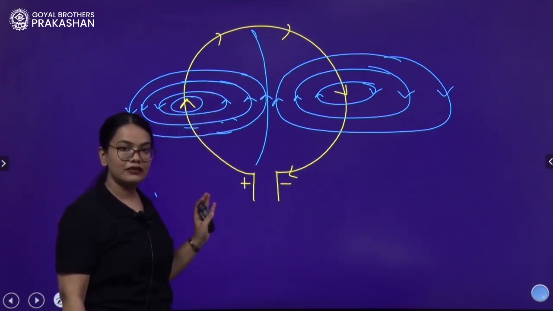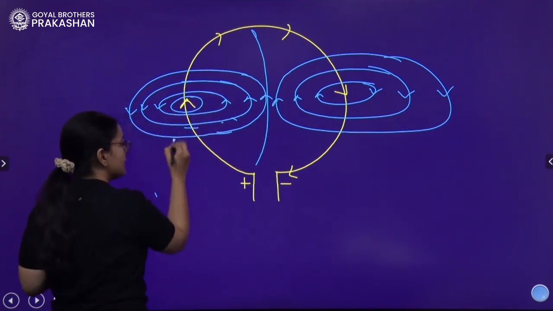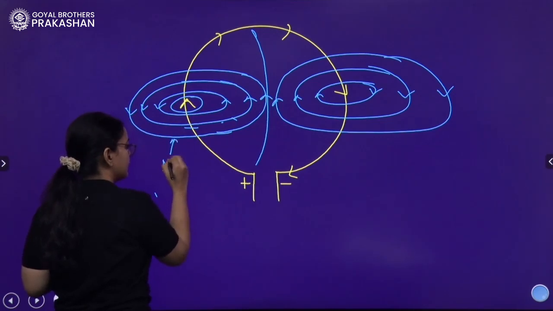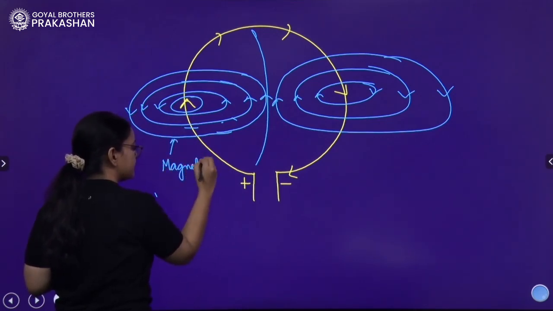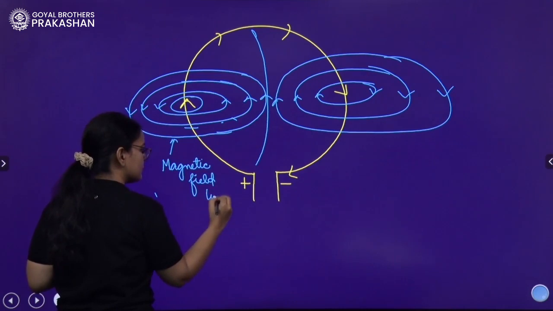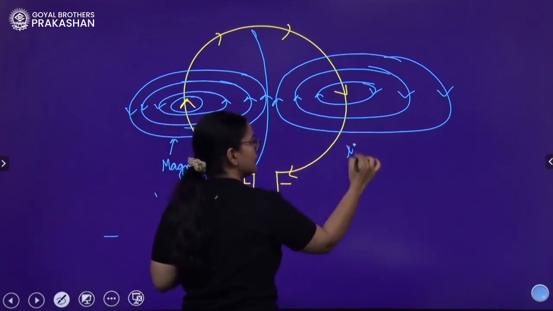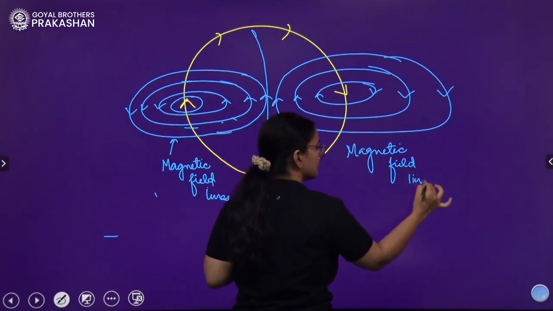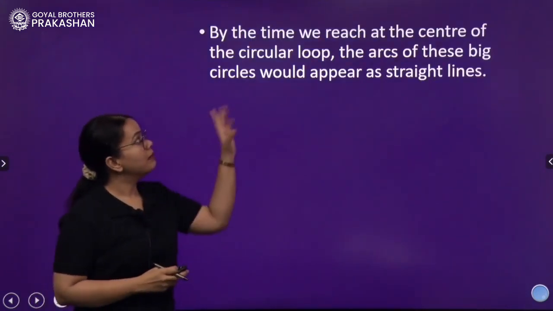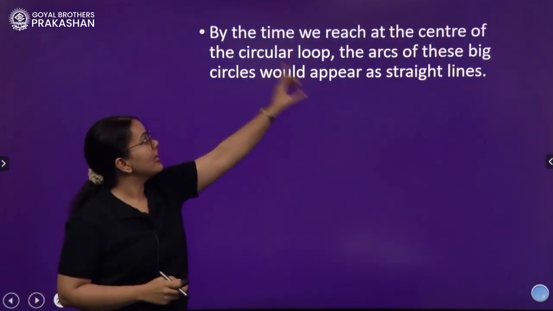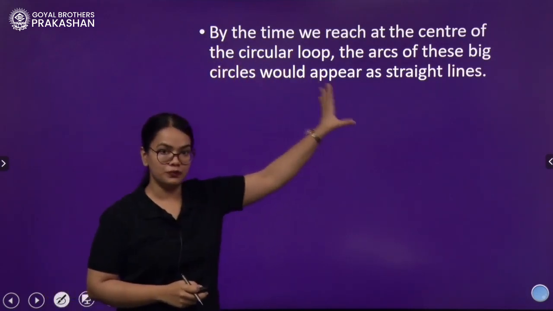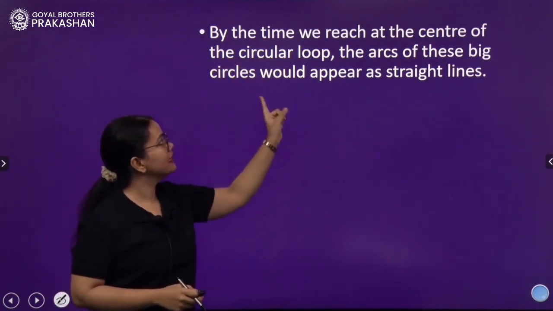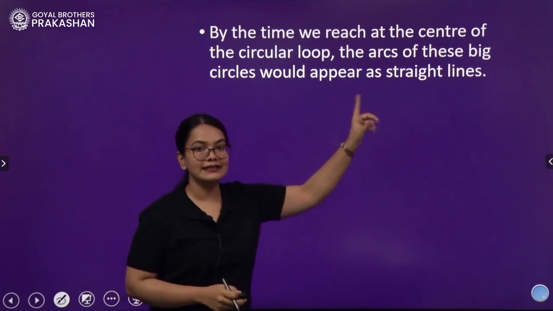If we keep the plane of the wire, this is how the blue lines represent your magnetic field. These are your magnetic field lines. Now, by the time we reach the center of the circular loop, the arcs of these big circles would appear as a straight line.